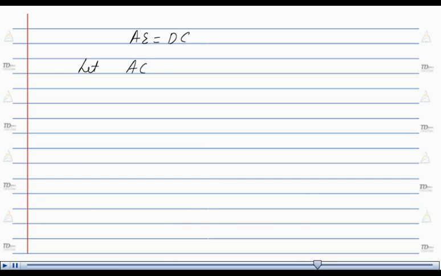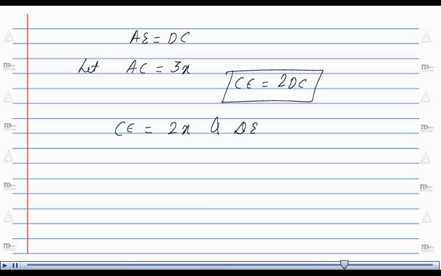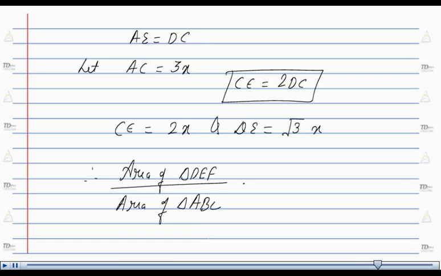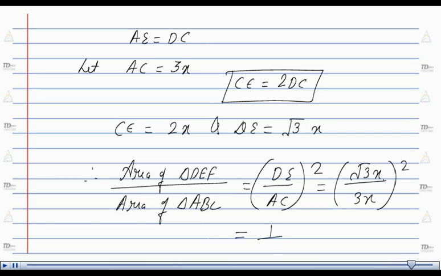Let the length of AC is 3 times of x, that is 3x. So we know that CE is equals to 2DC. From this we can say that CE is equals to 2x and DE is equals to root 3 times of x by using the property of 30, 60 and 90 degree triangle. Therefore, area of triangle DEF upon area of triangle ABC is equals to DE upon AC whole square by using the property of congruent triangle. This gives us root 3 times of x whole divided by 3x square, which can be further simplified as 1 by 3.